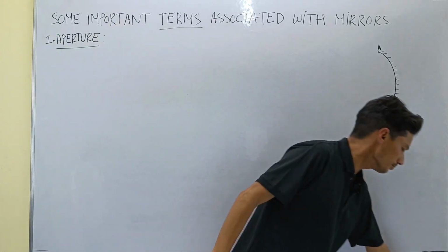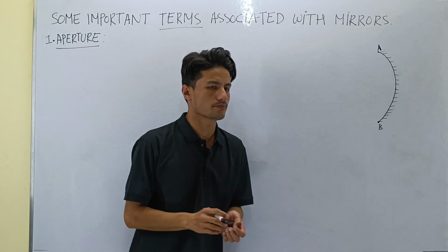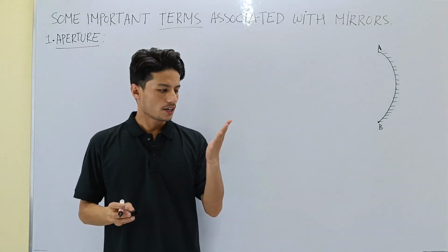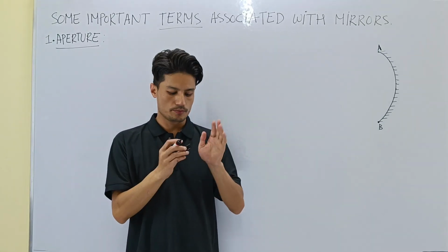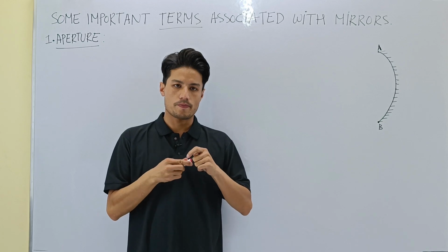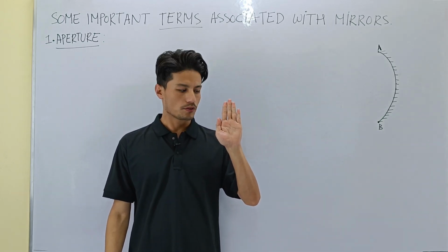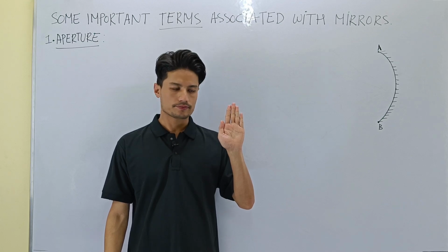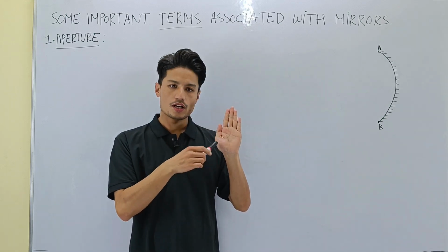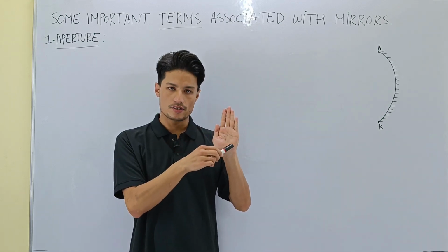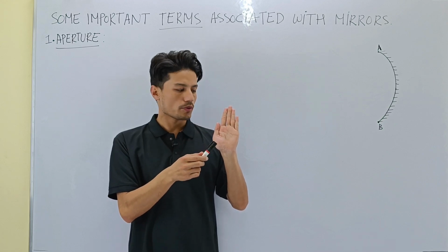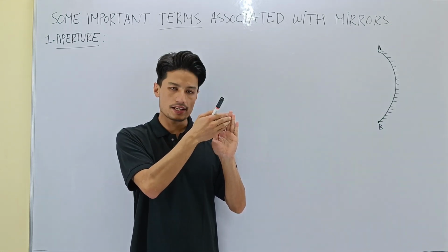Now I want you all to pay attention to my hand. So this is my hand. If I keep it like this, then I'm providing a lot of surface area, allowing more light to hit my hand.